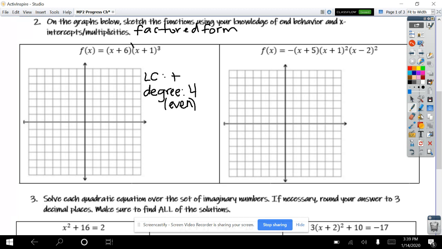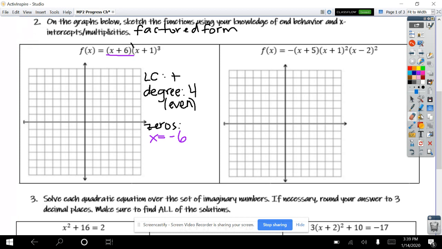And then lastly, we need to look at the zeros. So for the zeros, if I look at the factor x plus 6, I know that this gives me a 0 of x equals negative 6. And if you struggle with this, you can always set up the equation. I'll do it over here. x plus 6 equals 0. Subtract 6 from both sides, you get x equals negative 6.